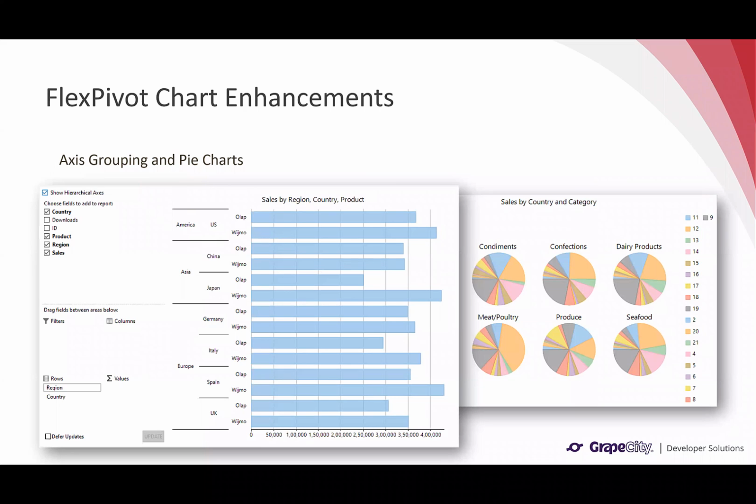In this V2 release, we've added a few enhancements to ComponentOne Flex Pivot. The Flex Pivot chart for WinForms now supports axis grouping, which is helpful when the data is hierarchical. So most of the time, your pivot table shows multiple levels. So now the chart can equally visualize that same hierarchical data. And the pivot chart also now supports pie charts.